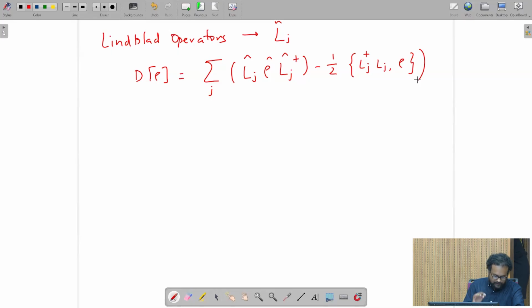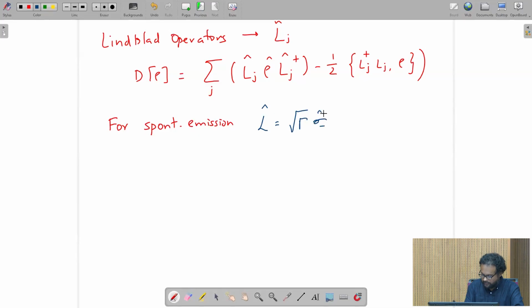Okay, so in the case of spontaneous emission, it can be shown that the Lindblad operator for spontaneous emission is given by this. Of course, it's Lindblad operator for this kind of makes sense, is a lowering operator. Okay, and this gamma here is proportional to decay rate, or the inverse of the lifetime of the state. Okay, that's your Lindblad operator for spontaneous emission.